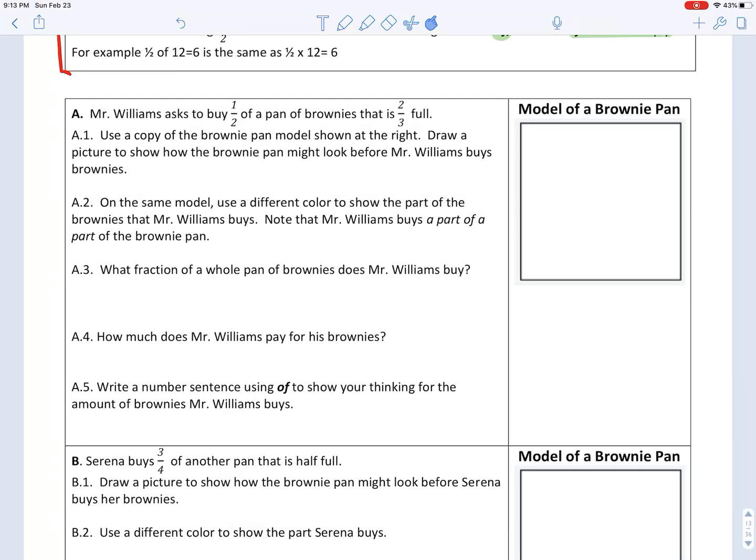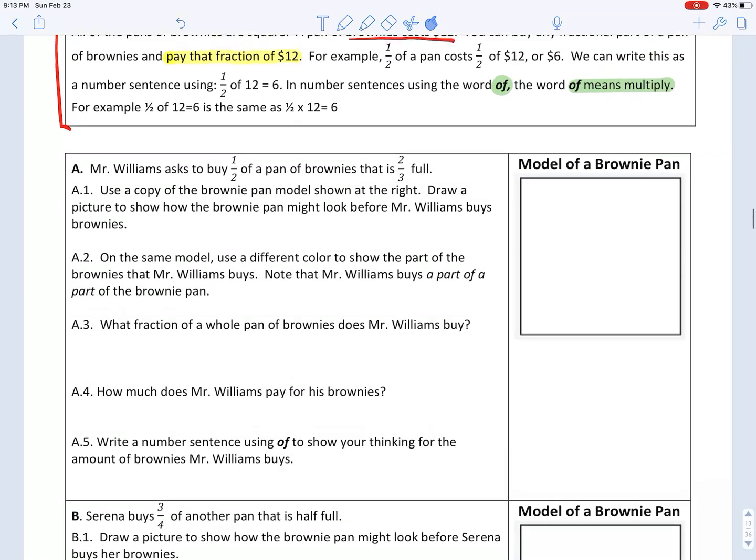All right, so Mr. Williams asks to buy 1/2 of a pan of brownies that is 2/3 full. So he wants to buy half of a pan of brownies that is only 2/3 full. It says to use a copy of the brownie pan model shown to the right. That's this lovely square here.